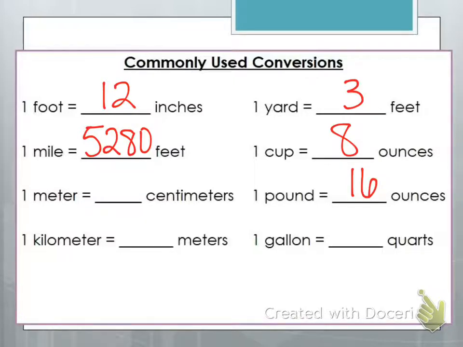Does anybody know how many centimeters are in a meter? 100. Good. Centi means 100. What about meters in a kilometer? 1,000. Very good. And how many quarts are in a gallon? 4. So these are just some helpful conversions. There are other ones that we might need at some points. You'll see that later. But these are some common ones. If you're not familiar with them, I would keep this handy.